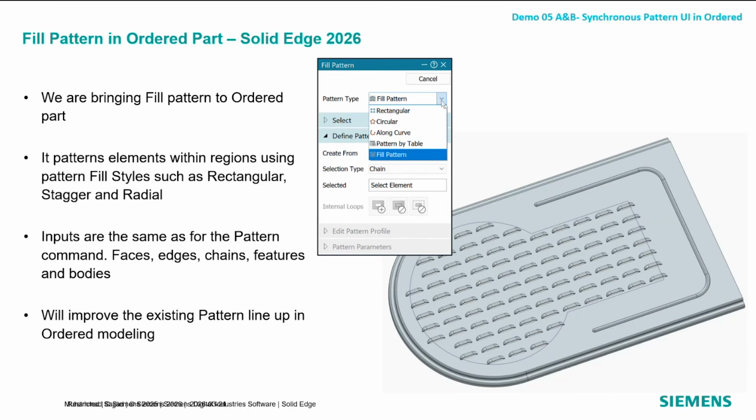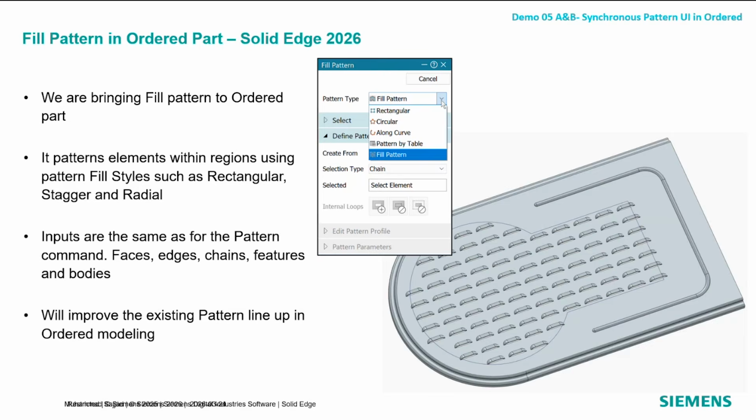Now, the inputs for this feature parallel those used previously in the pattern commands. And it just enables easy selection of faces, edges, chains, features, and bodies. By using this fill pattern, we want to improve the current capabilities of the pattern lineup in ordered modeling, just to provide more versatile design options. And again, very similar to the last slide, this is for general use, not specifically for sheet metal, but again, it can be applied in sheet metal. And we'll see this in a second in a demo in Solid Edge.